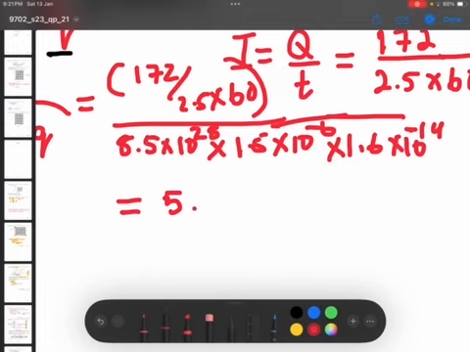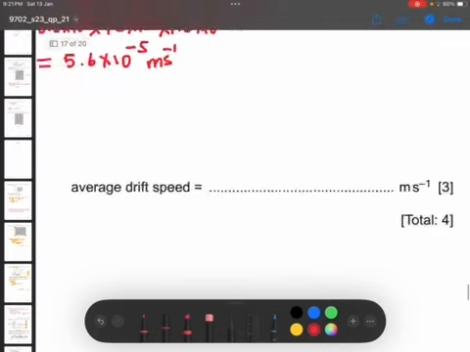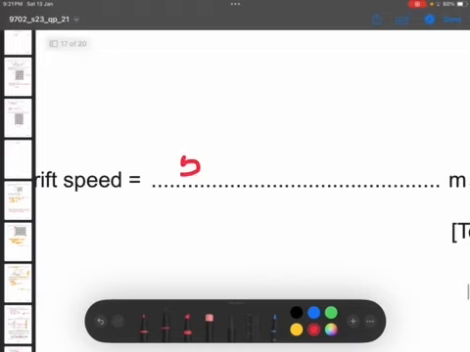It doesn't look too neat on this page, but when you calculate this, you find that v is 5.6 times 10 to the power of minus 5 meters per second. So we write in the space provided that our average drift speed is 5.6 times 10 to the power of minus 5.